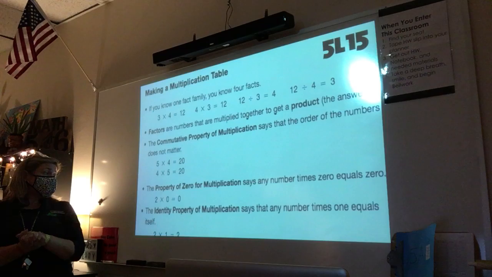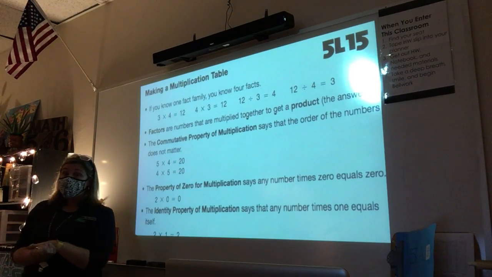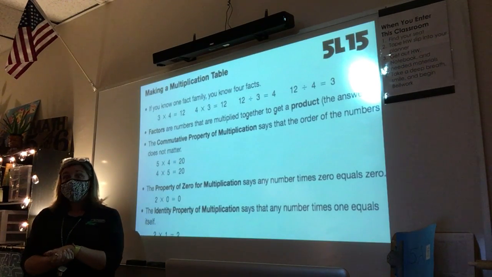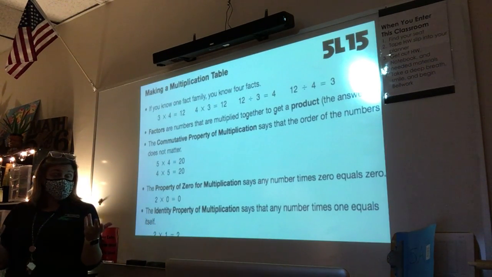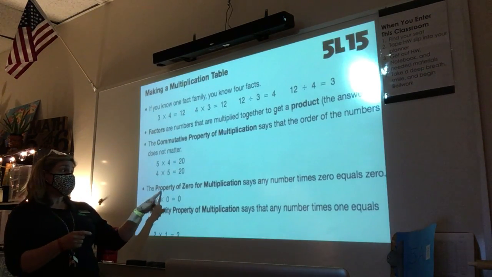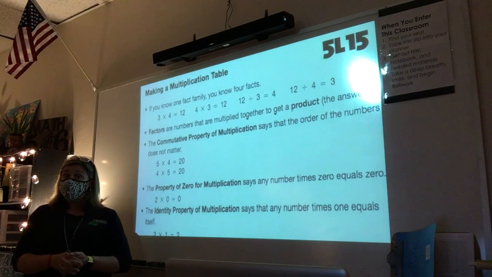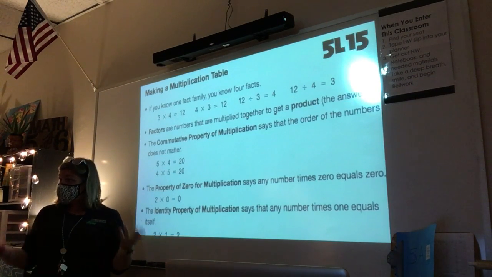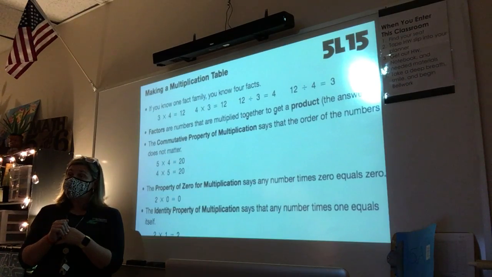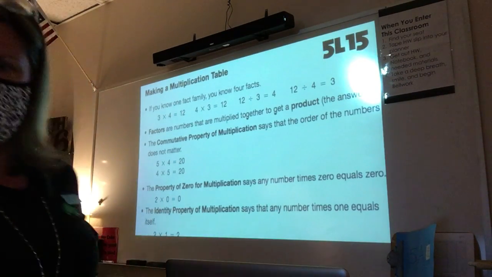Very good. And then the identity property of multiplication is not the same as the identity property of addition, because in addition, if we add any number to 0, it keeps its identity. But in multiplication, we just found out that any number times 0 always equals 0. So there is a number that we can multiply any number by, and it will equal itself, keeping its identity. What number is that, Lillian? 1. So the identity property of multiplication is times 1.